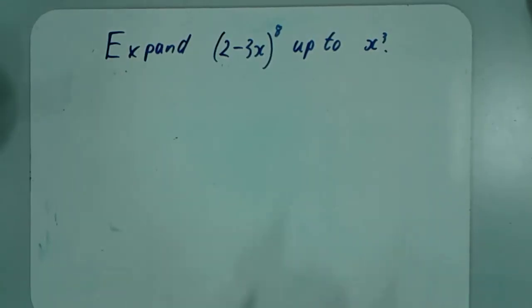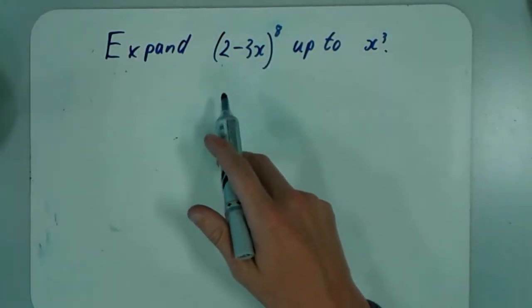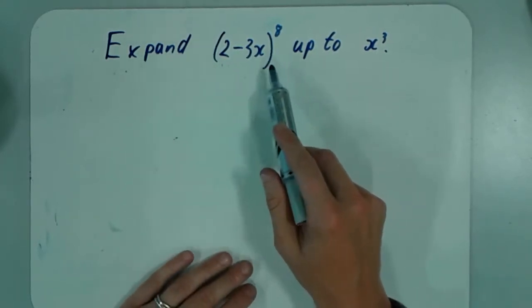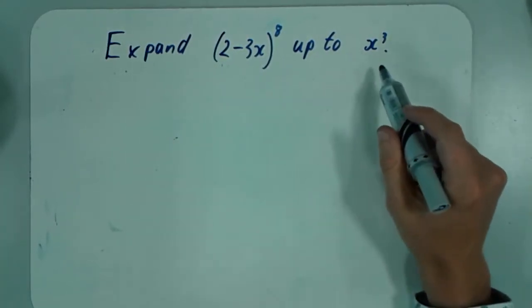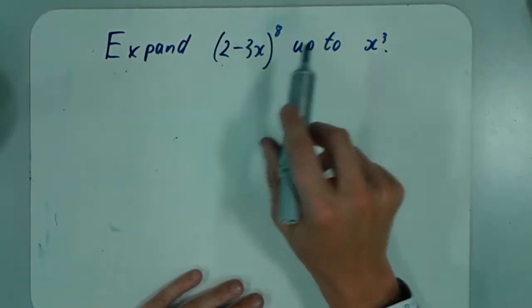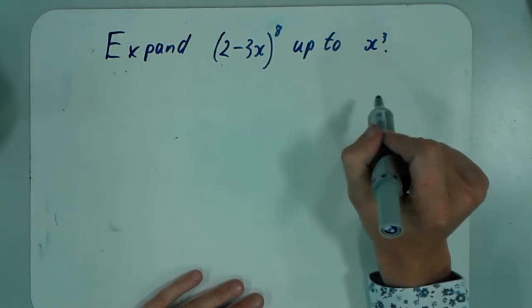Let's look at an example of using the binomial expansion to get the first 4 terms of this. Notice that I say 4 terms because we're going up to x cubed. Our first term will be a constant term with no x's in it.